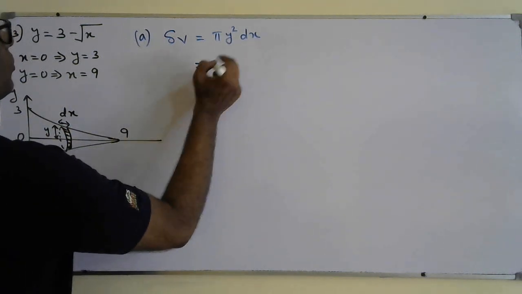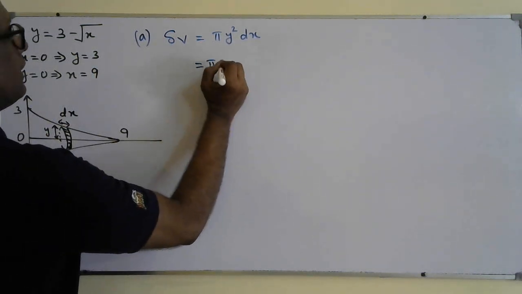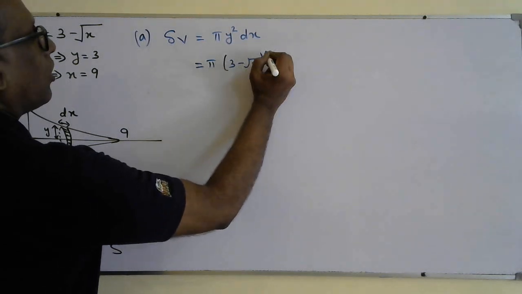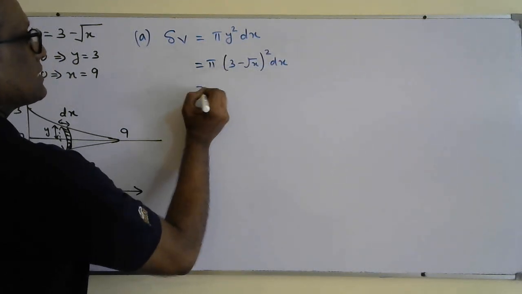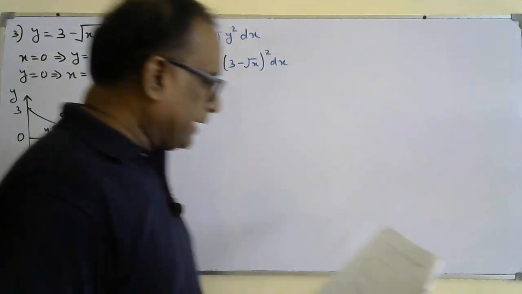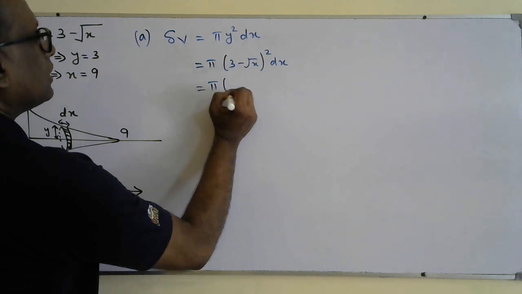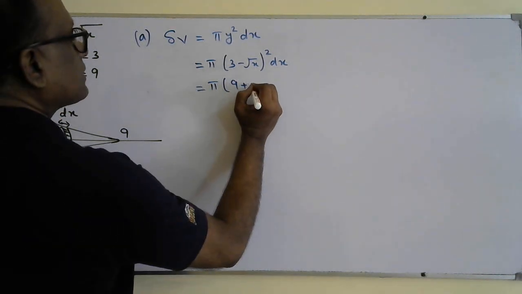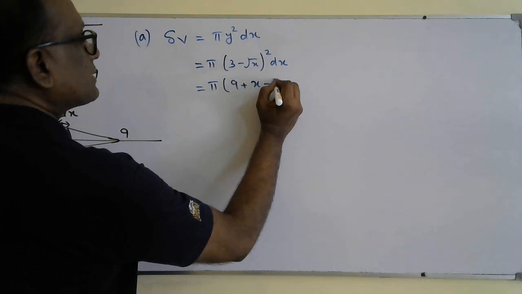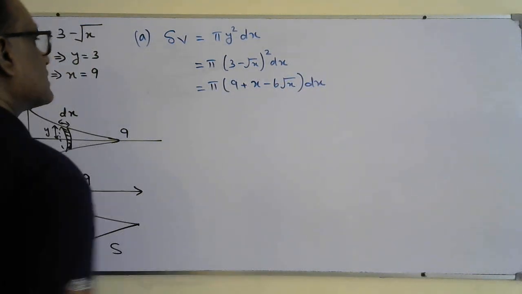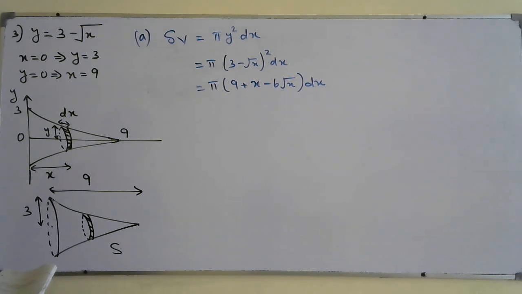So y, we know the relationship, so that is pi times (3 minus root x) squared dx. We can solve this one. We expand that, and when we expand, we will get pi into (9 plus x minus 6 root x) dx. That is the volume of the small disc that I imagine inside the S.